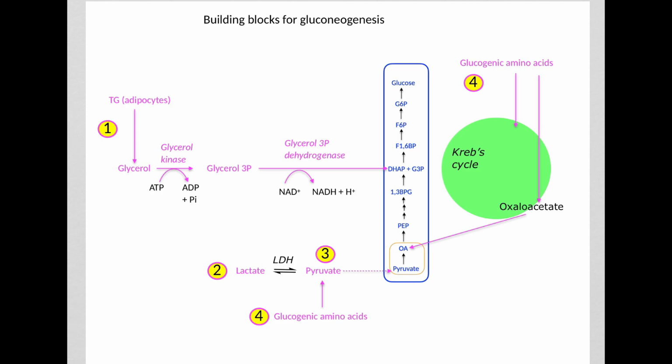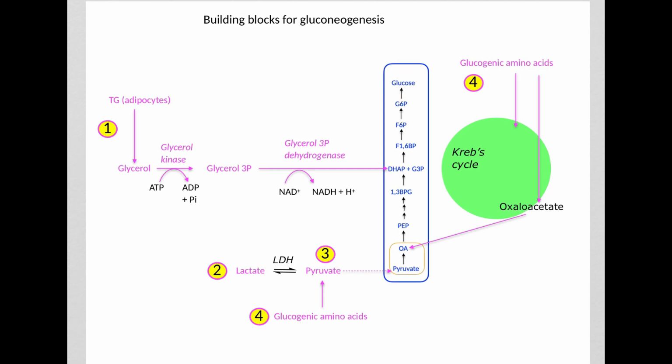So one is glycerol. Remember, glycerol comes from triglycerides. When we break down triglycerides, which are rich in adipocytes, you get fatty acids and glycerol. Now this glycerol can be transported to the cells that make glucose, such as liver cells, and there glycerol kinase converts the glycerol to glycerol 3-phosphate, and then glycerol 3-phosphate dehydrogenase will convert the glycerol 3-phosphate into dihydroxyacetone phosphate. Now, dihydroxyacetone phosphate is an intermediate of gluconeogenesis, so we could use this to make new glucose by gluconeogenesis.